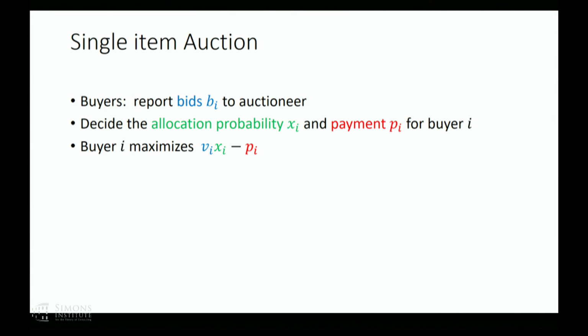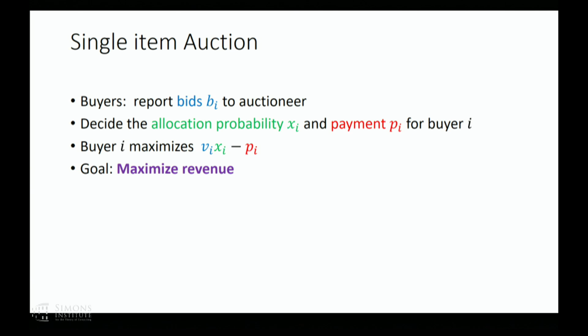The buyer's goal in this risk-neutral setting will be to maximize that amount. What is this amount? This is the real value that you have for the item, times the allocation probability, minus the payment. So the goal of the buyer i would be to maximize that quantity. Whereas our goal as an auctioneer in this case would be to maximize the revenue, which would be the summation of the payments.